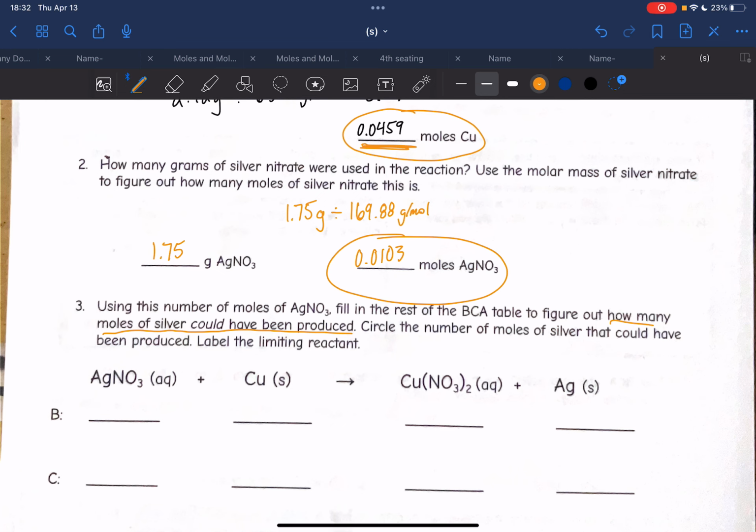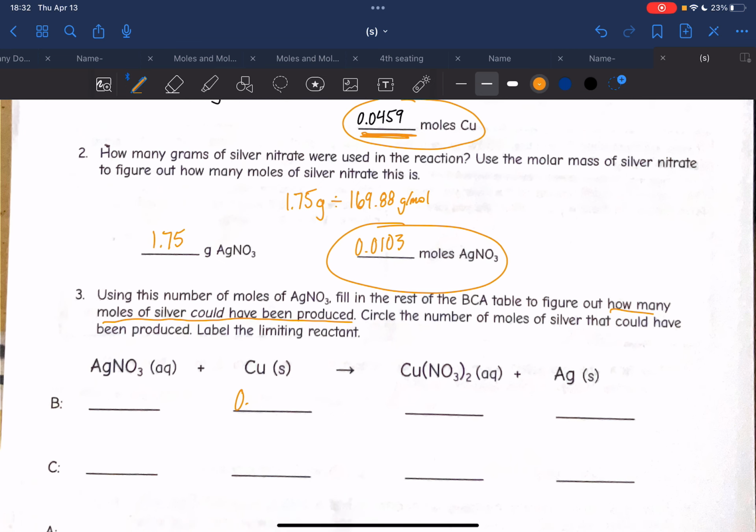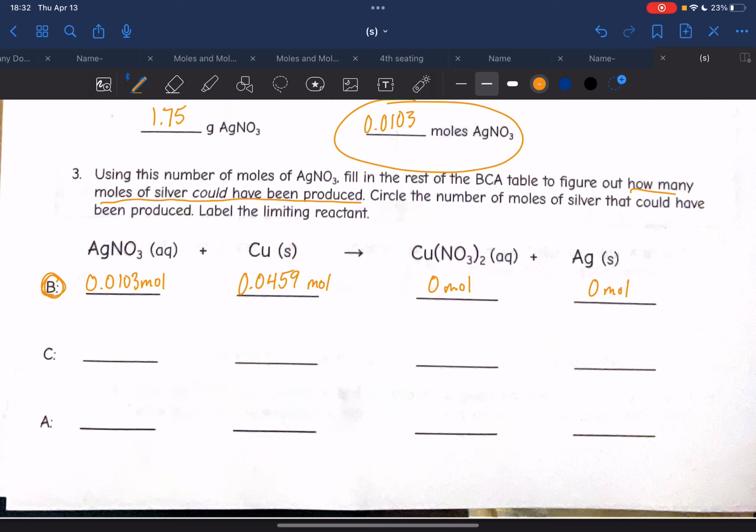0.459 moles of copper. That's how much copper I started with at the beginning of the reaction or before the reaction took place. Silver nitrate, we just said I had 0.0103 moles. Of course, I have no product before the reaction occurs, so that's 0 moles of each copper 2 nitrate and silver. Another thing here, you might not have caught this, but your chemical equation here is not balanced. I didn't give it to you balanced, so hopefully you caught that.